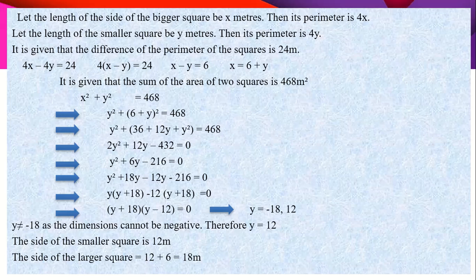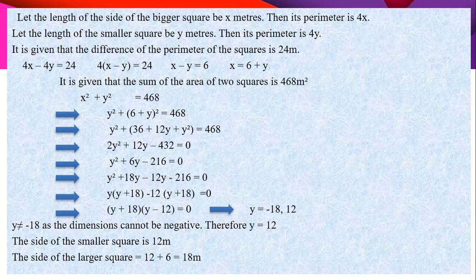So substituting x equal to 6 plus y, we get 6 plus y the whole square plus y square equal to 468. So by expanding using a plus b whole square identity, we get y square plus 36 plus 12y plus y square equal to 468. Now adding like terms, we get 2y square plus 12y plus 36 minus 468 equals to minus 432 equal to 0. Dividing the equation throughout by the common factor 2, we get y square plus 6y minus 216 equal to 0.